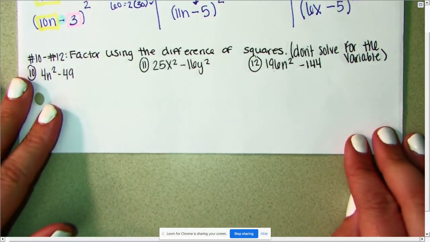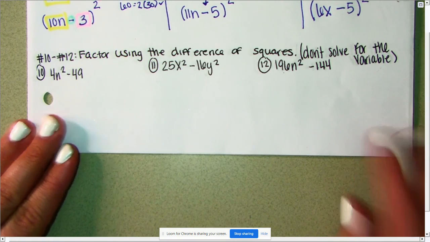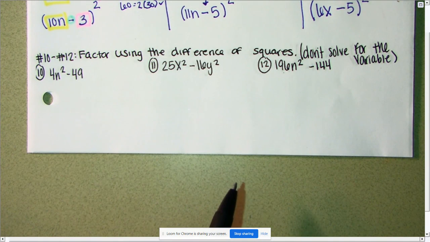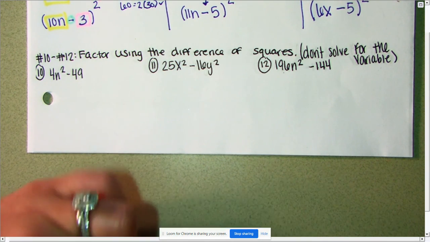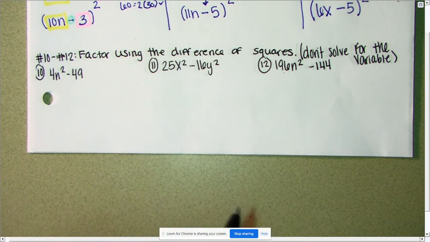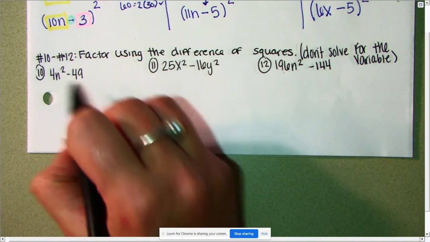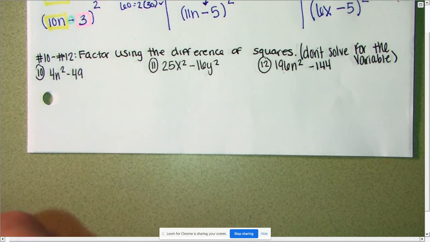Notice how we're not solving for the variable. There's no equal sign. So what I'm going to do here is just focus and figure out how I know this is difference of squares. Difference of squares, you can only have a binomial, which means 2 terms. And I do. I have the n squared and the constant.